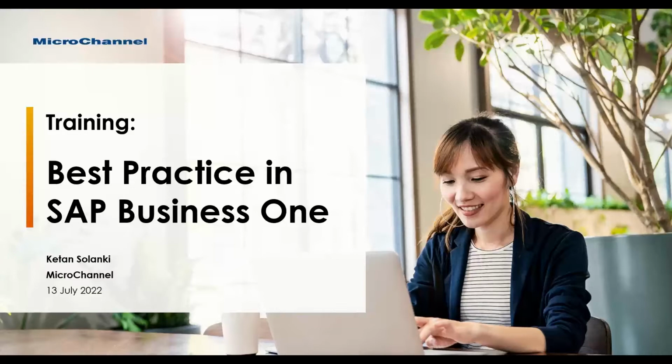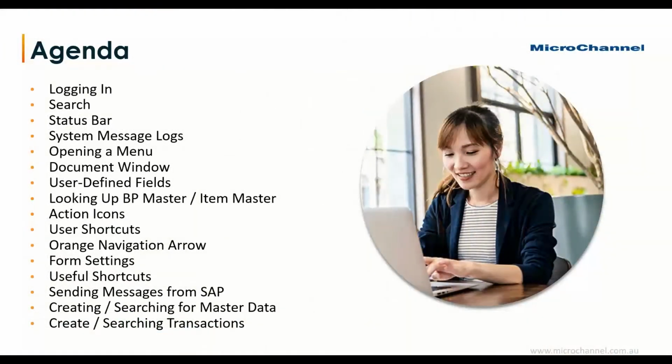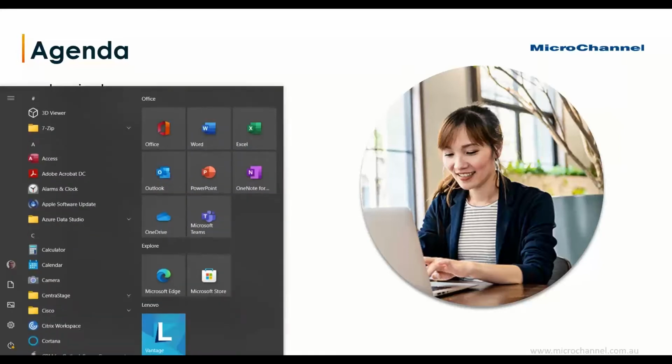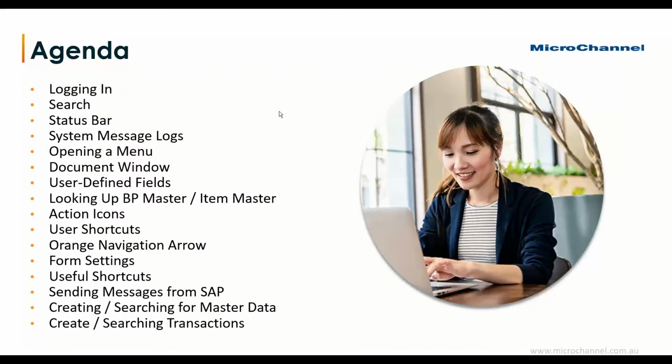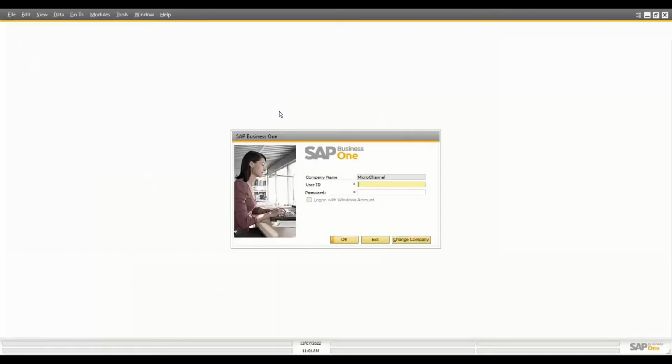So let's have a quick look at the agenda. Essentially, it is overview and navigation, going through how to get around the system. So let's start by looking at the process of logging into SAP. If you are running SAP, you would have on your dashboard, on your desktop, or in the menu system, an icon for SAP Business One. You launch that, and once you've got that in, you're presented with a login screen.